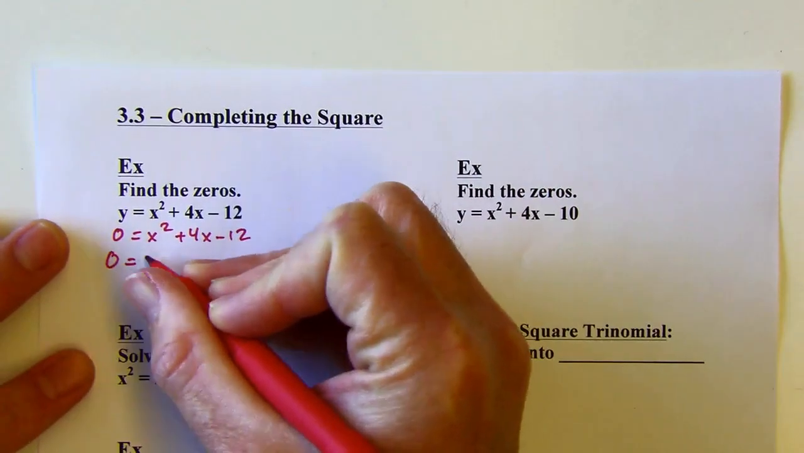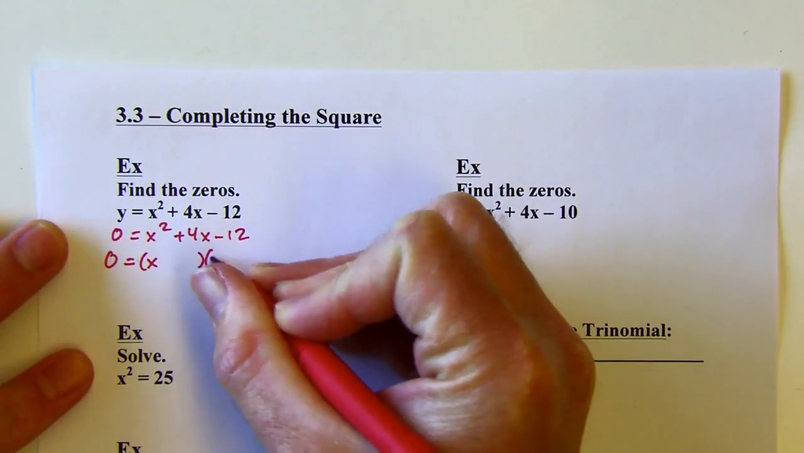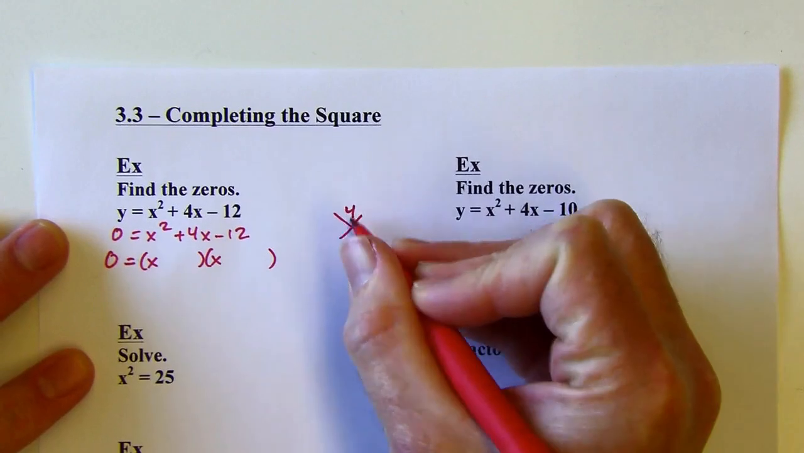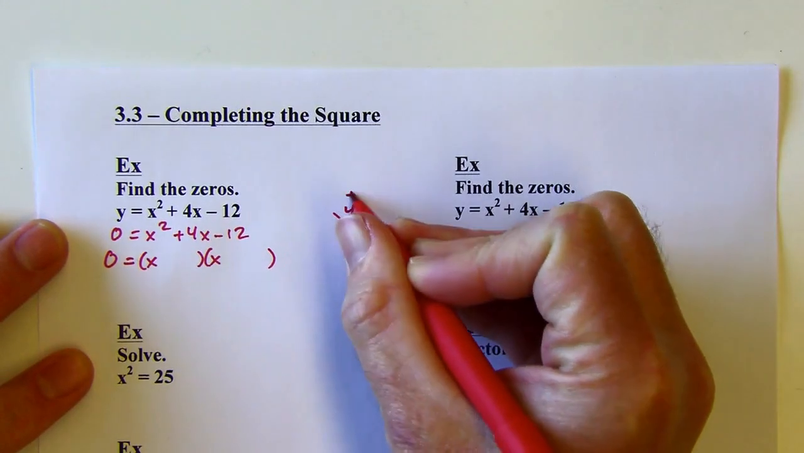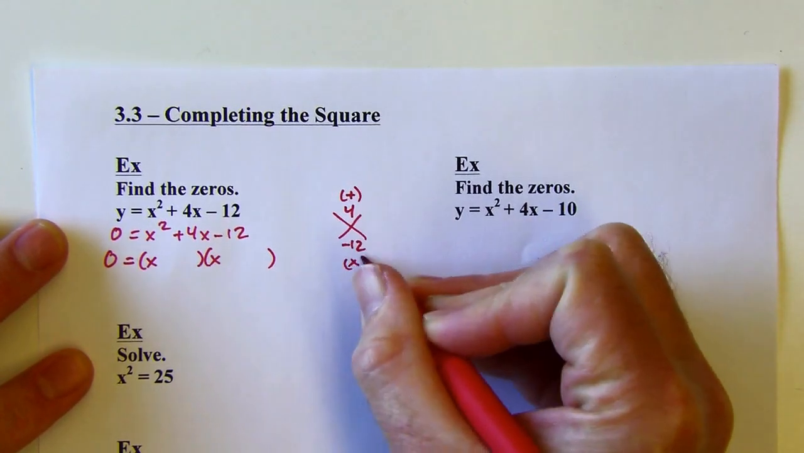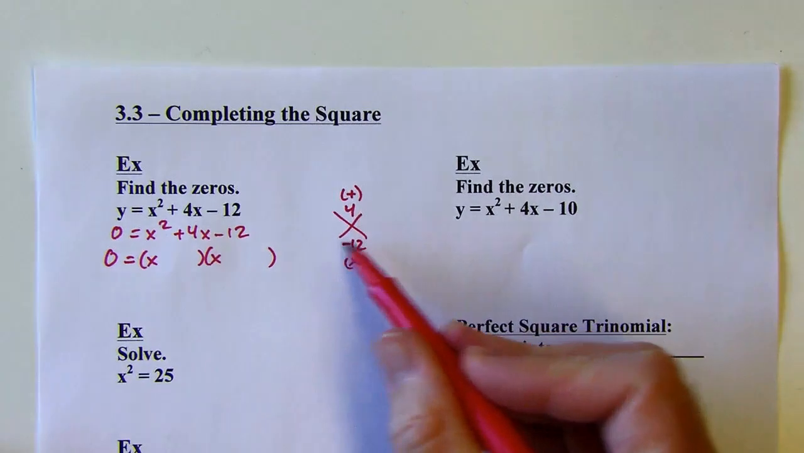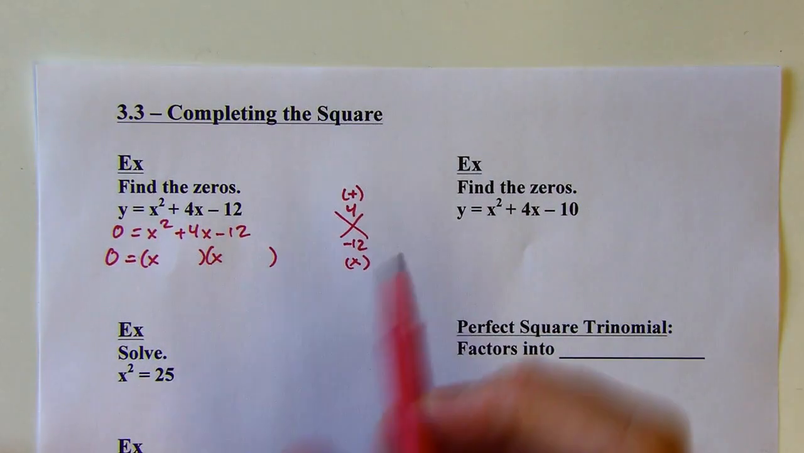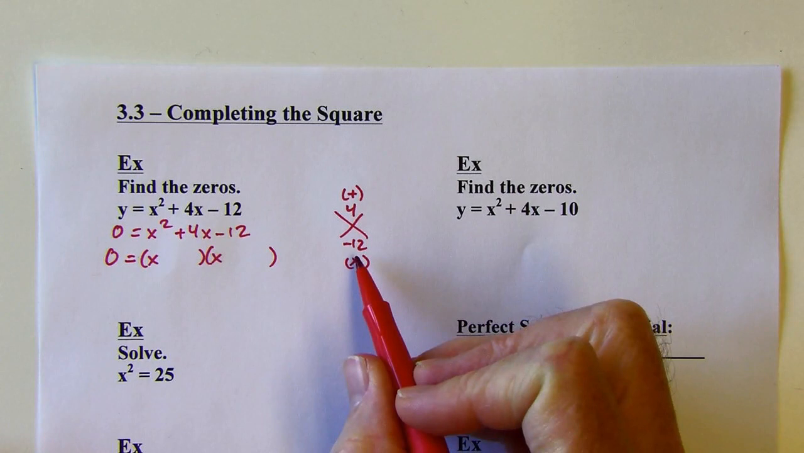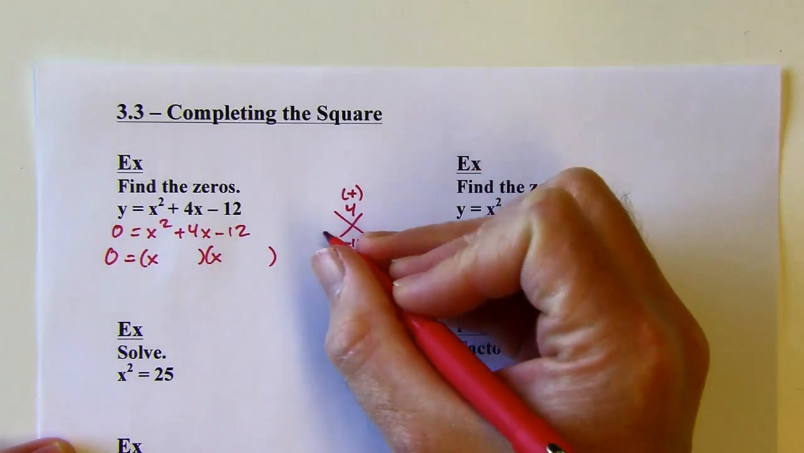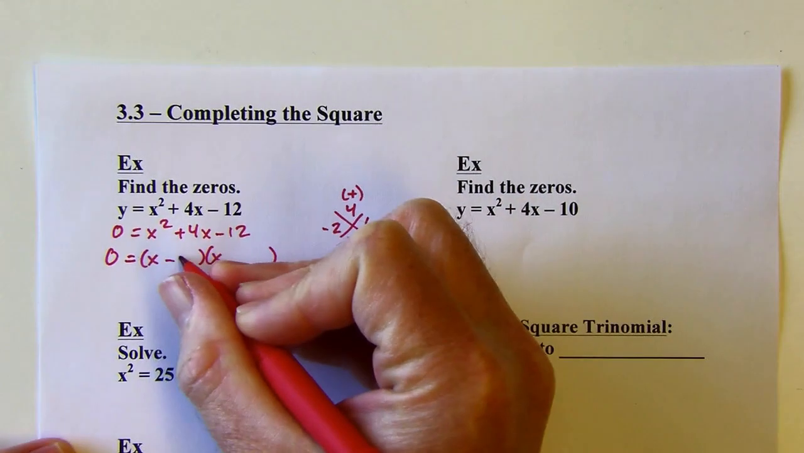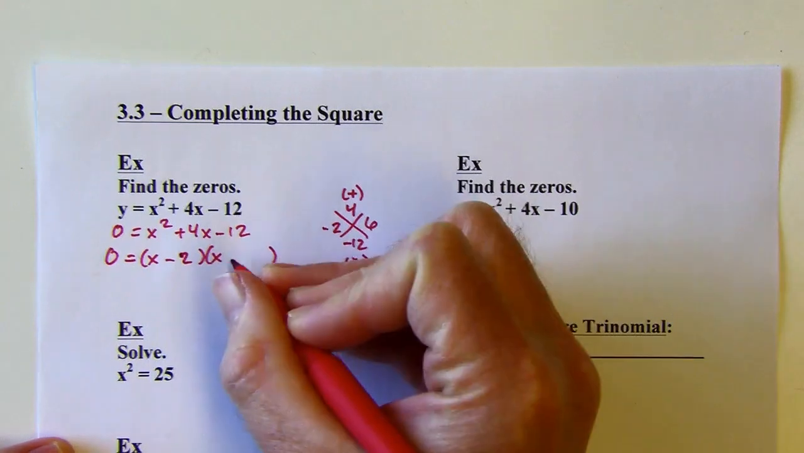So let's see, I could set up a diamond problem. I could put 4 on top and negative 12 on bottom. I'm adding to get 4, multiplying to get negative 12. So I need the same two numbers that will add to 4 and multiply to negative 12. So let's see, 1 and 12 will be no good. 2 and 6 I could do something with if the 2 is negative and the 6 is positive, right? So that is going to factor like this.